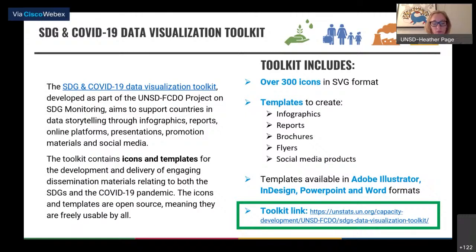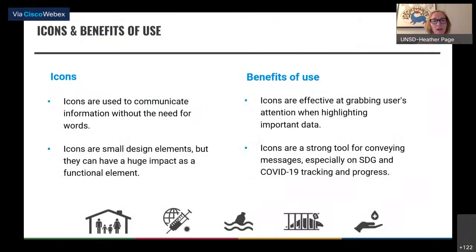And the templates utilize the icons, and they were created for infographics, reports, brochures, flyers, and social media products. These templates were developed in various formats so that all countries can take advantage of them. They're available in Adobe Illustrator, InDesign, PowerPoint, and Word formats. So we try to provide the material in a way that can be used both low tech and high tech. The toolkit link is included here, and in the next slides, I'll go a little bit more into it.